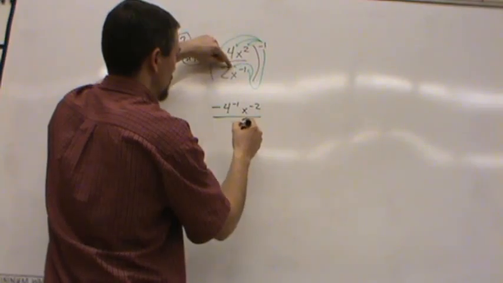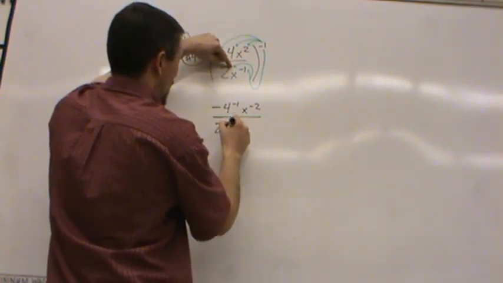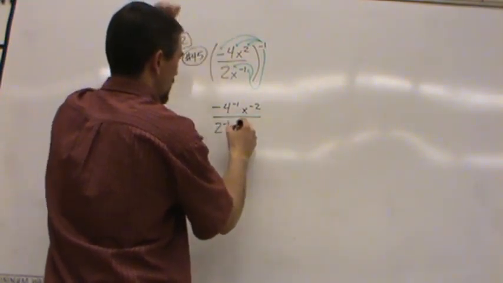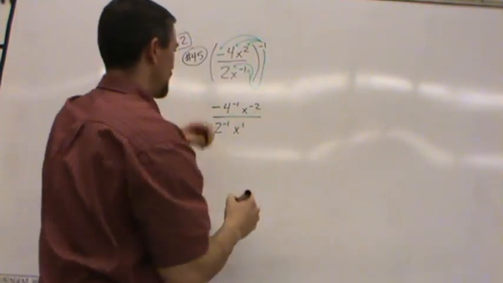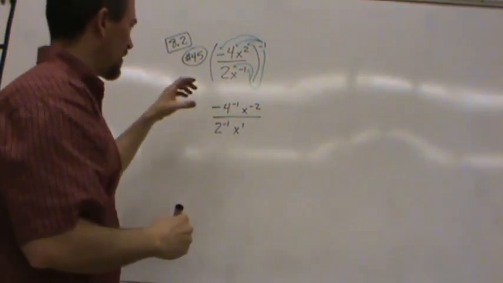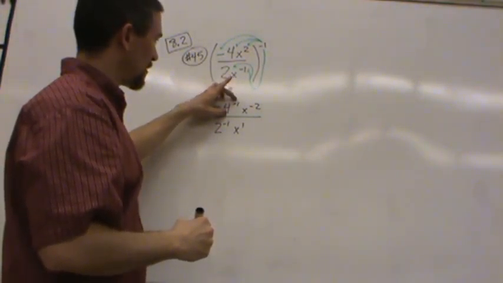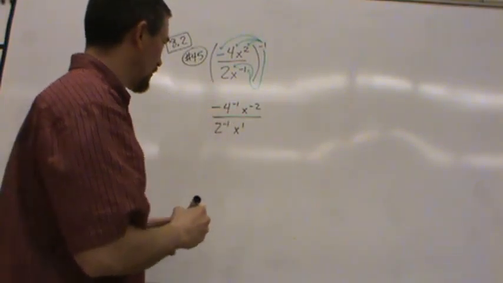Now the negative 1 distributes itself to that, making it 2 to the negative 1. And then negative 1 times negative 1 is positive 1. So everything that has a negative exponent needs to take a ride in the elevator.